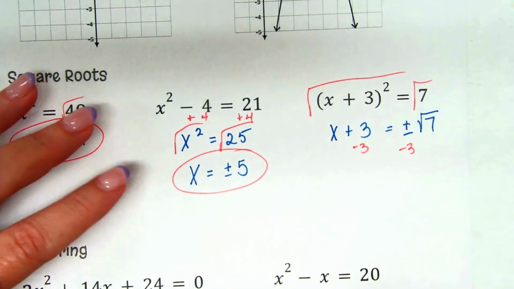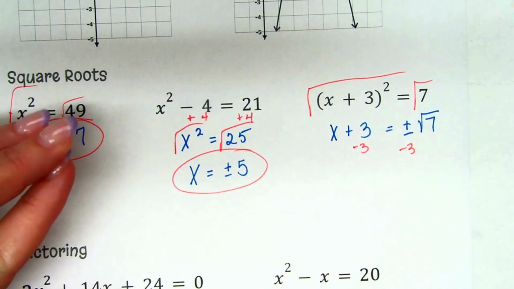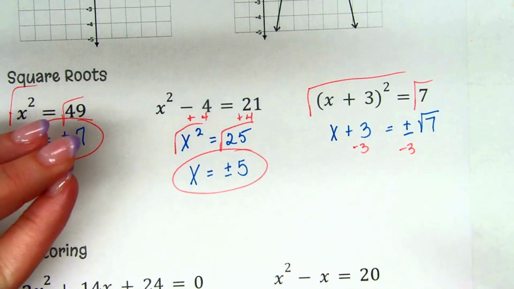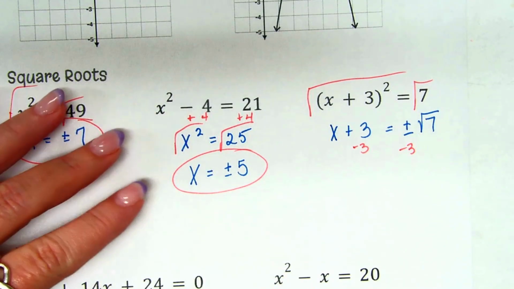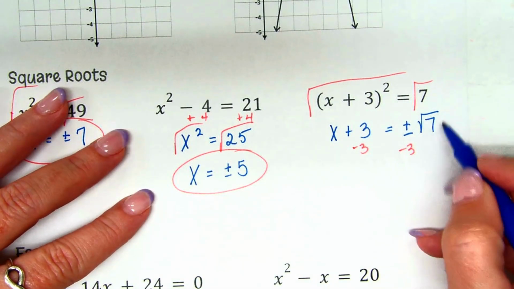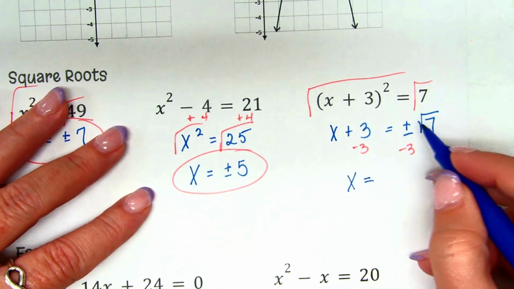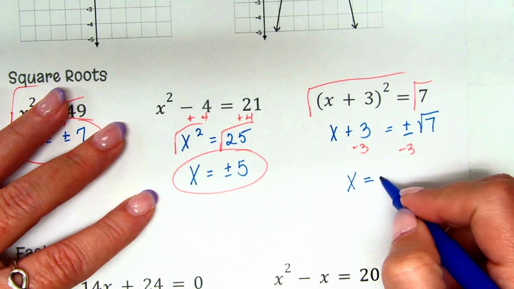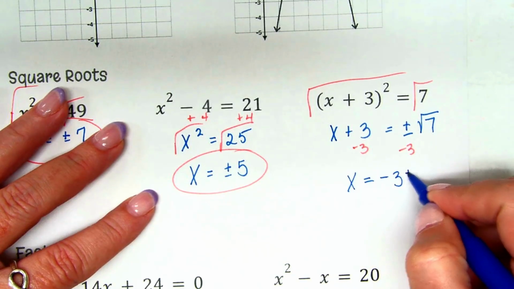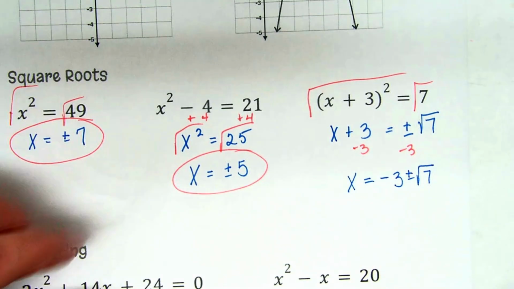Please, please, do not subtract the 3 from the 7. The 7 is on the inside of the root. I can't get inside of the root unless I'm taking the root. I'm just going to leave it negative 3 plus or minus root 7. And that's the answer.